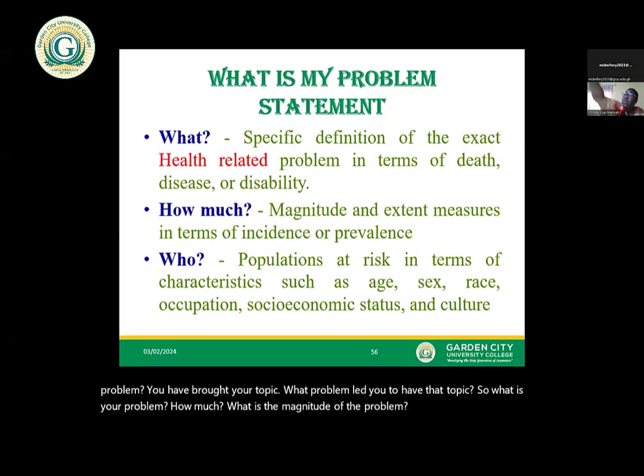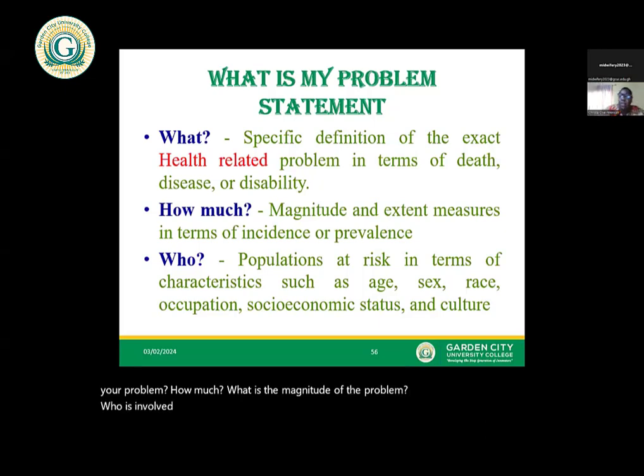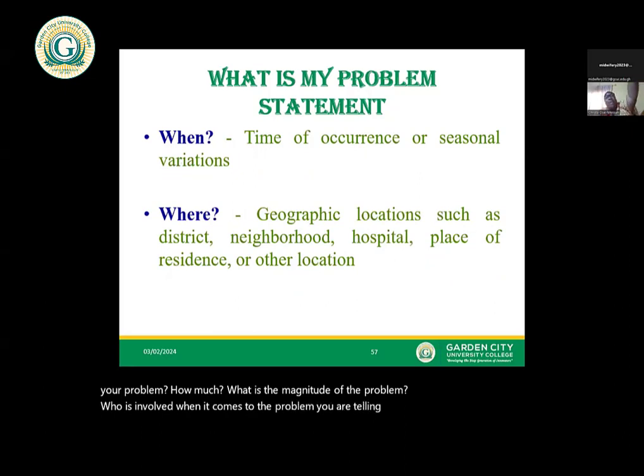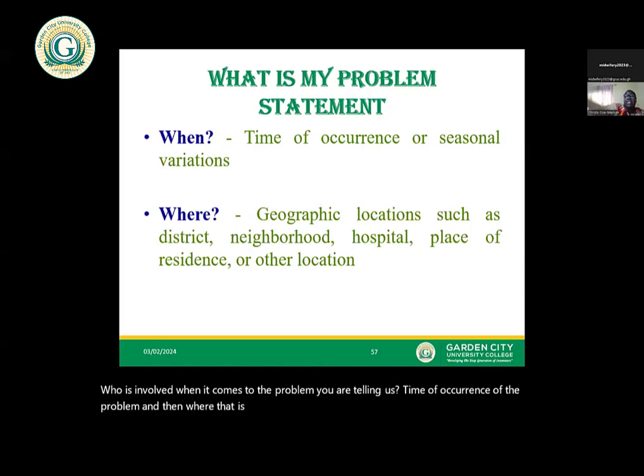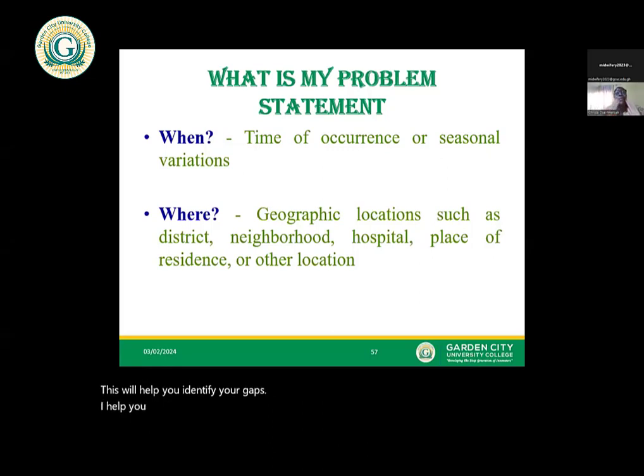Who is involved when it comes to the problem you are telling us about, the time of occurrence of the problem, and then where, that is the geographic location. It can be the hospital, the district, the neighborhood, the place of residence, or whatever location. This will help you identify your gap. And so you have your gap there. That is the first point, or let's say the first paragraph.